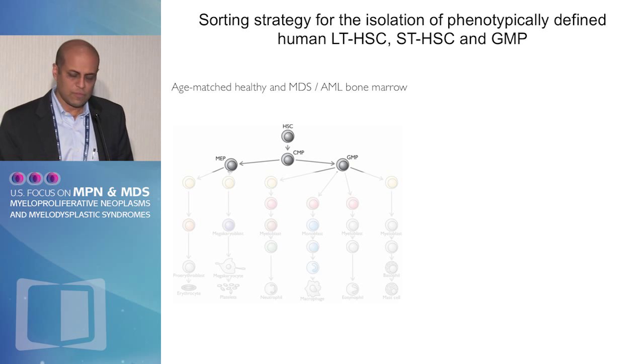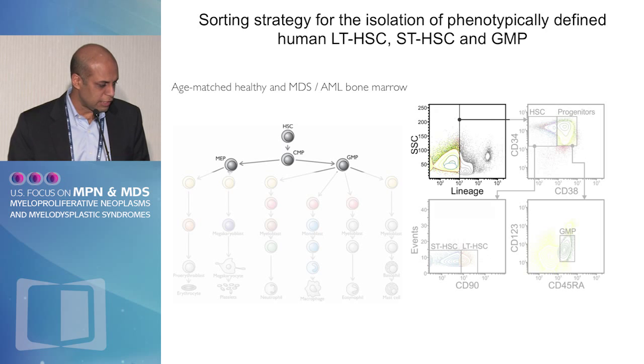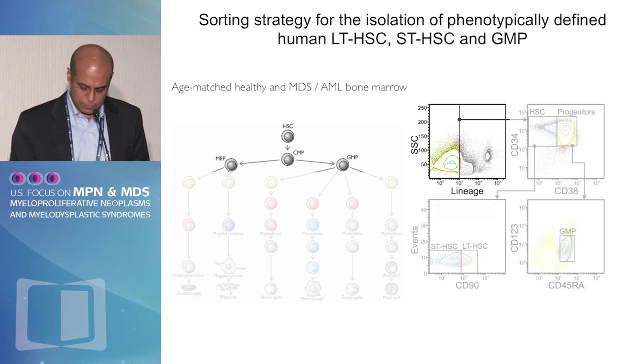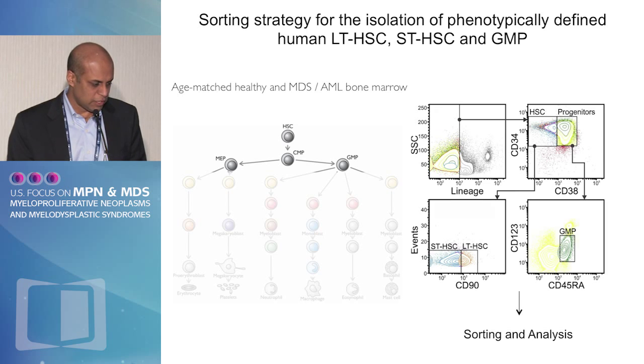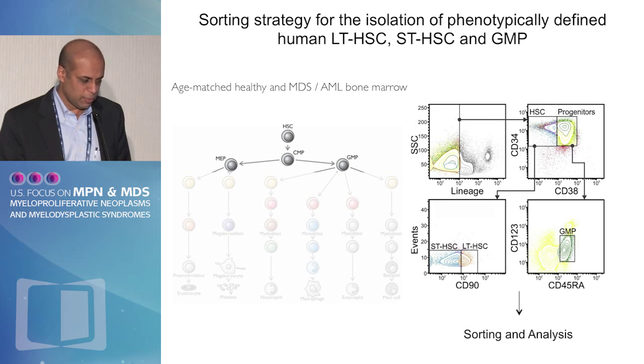Using very rigorous lineage depletion, we took all the lineage-positive, differentiated cells out of the equation, and then using a variety of markers, we separated stem cells and a variety of progenitors and sorted them by flow sorting. After that, we analyzed them transcriptionally. We also analyzed them epigenomically with downstream assays.